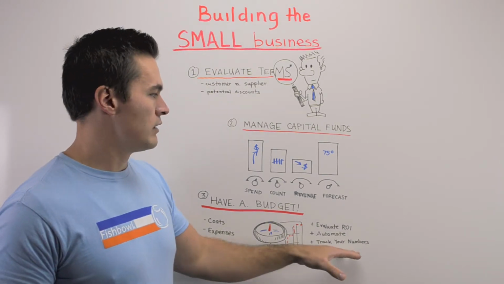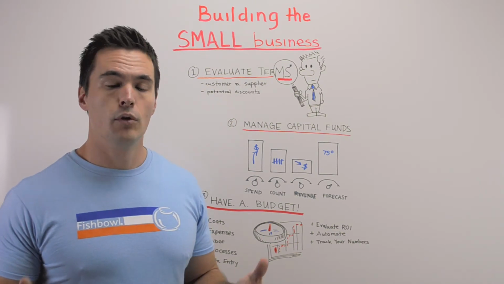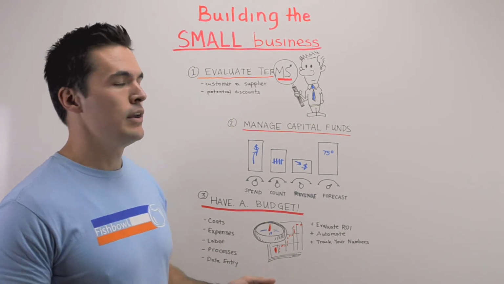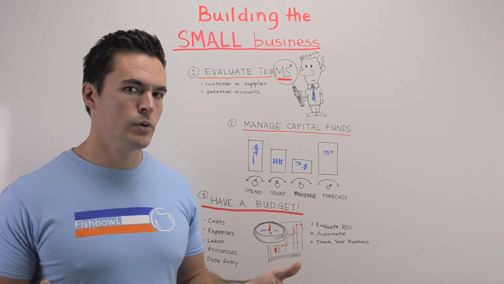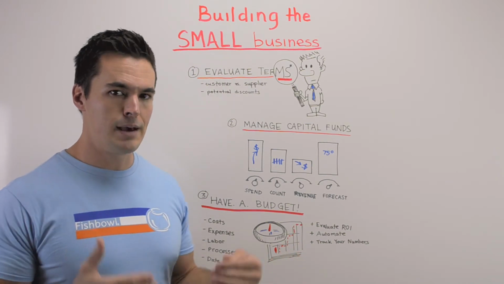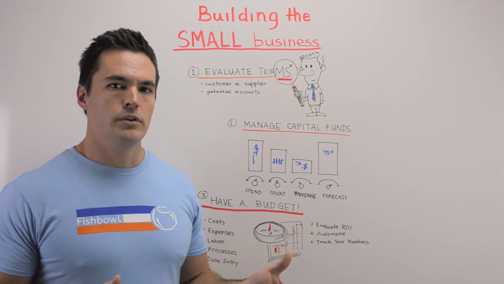And finally, tracking your numbers. This comes down to information, to data. Where is your money being spent? It's all these points right here. If you can't answer that, if you don't know where your money is and where it's going and what it's doing for you, it's time to step back and truly evaluate what are you trying to accomplish with your business.